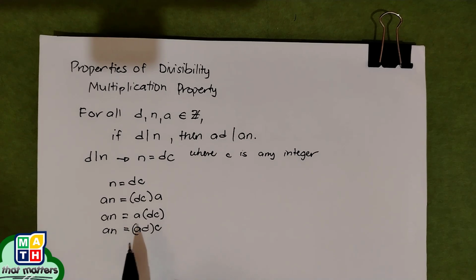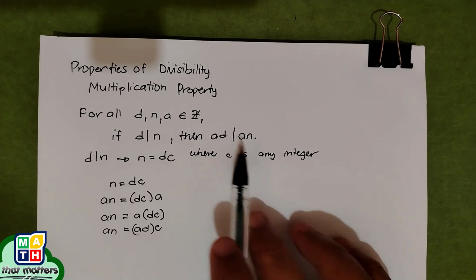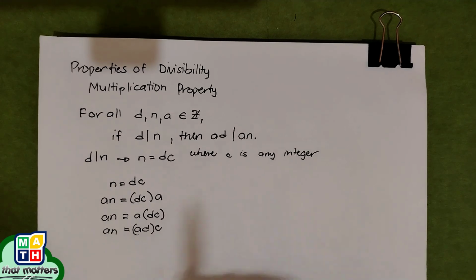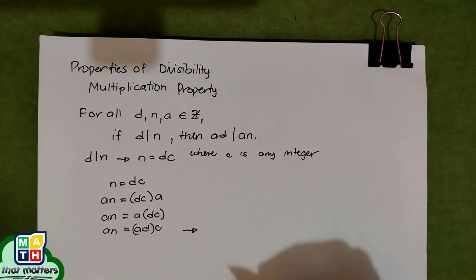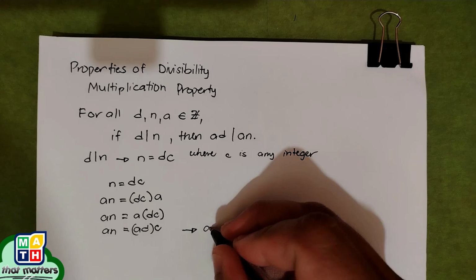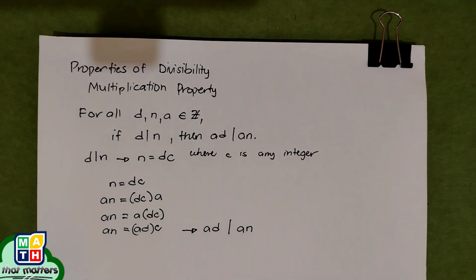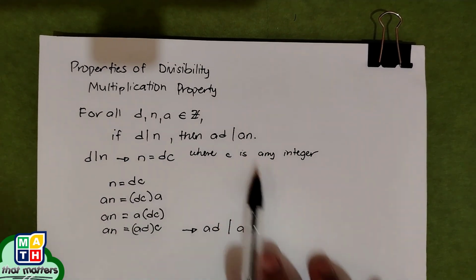Now, from here, we are able to express that an is just a product of ad and the same integer c. Take note that our end goal is this: we would like to have an expression separately, the ad and an, and we are done with this. Now, going back to the definition of divisibility, since we can establish that ad is a factor of an together with c, we can now say that ad divides an. This ends the proof for this property as shown in these given situations.